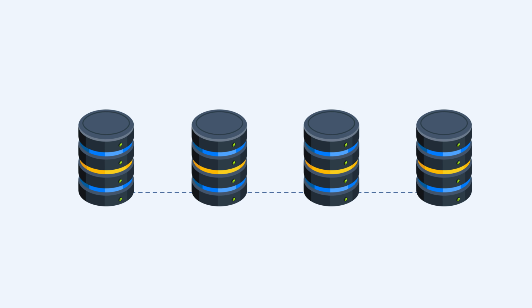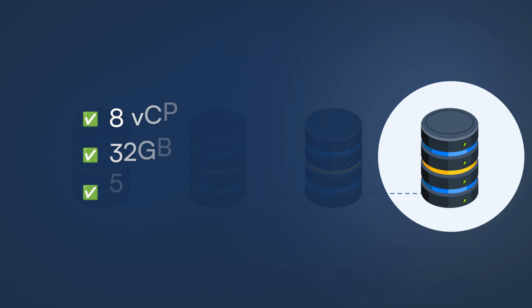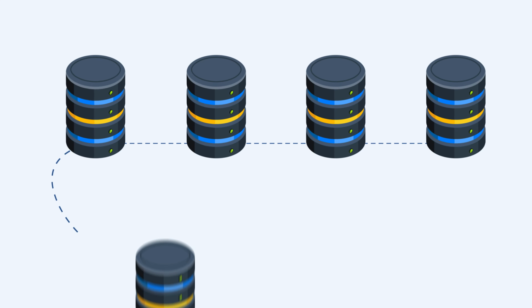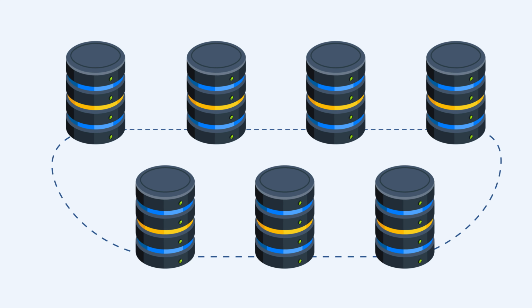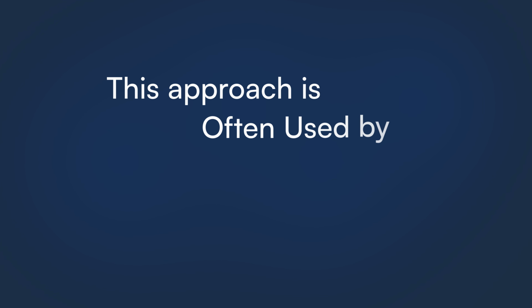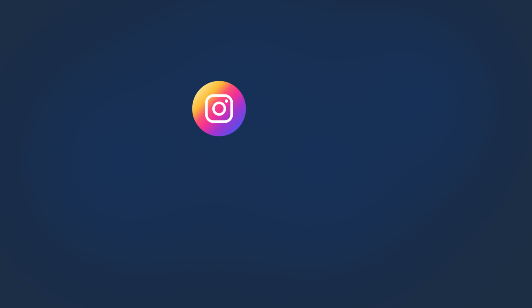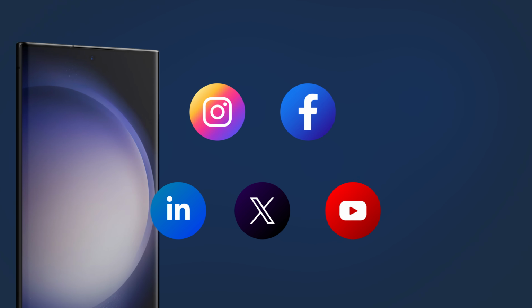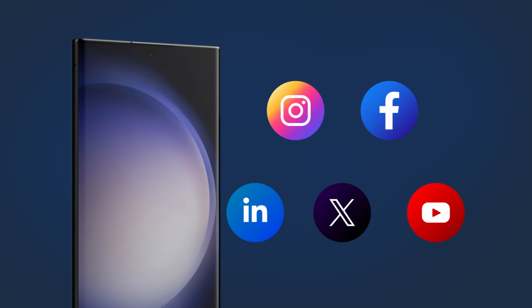Horizontal scaling, also known as scaling out, involves adding more machines or nodes to your existing system. Instead of just upgrading the power of a single server, you distribute the load across multiple servers. This approach is often used by large-scale applications like social media platforms, where handling numerous simultaneous requests is crucial.